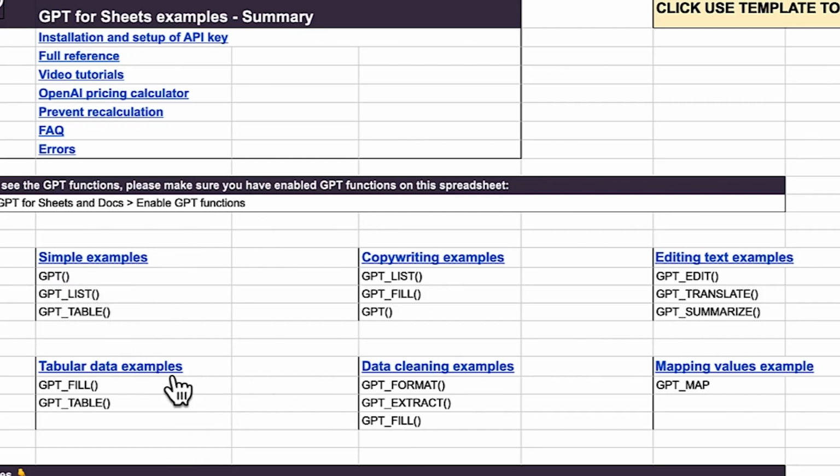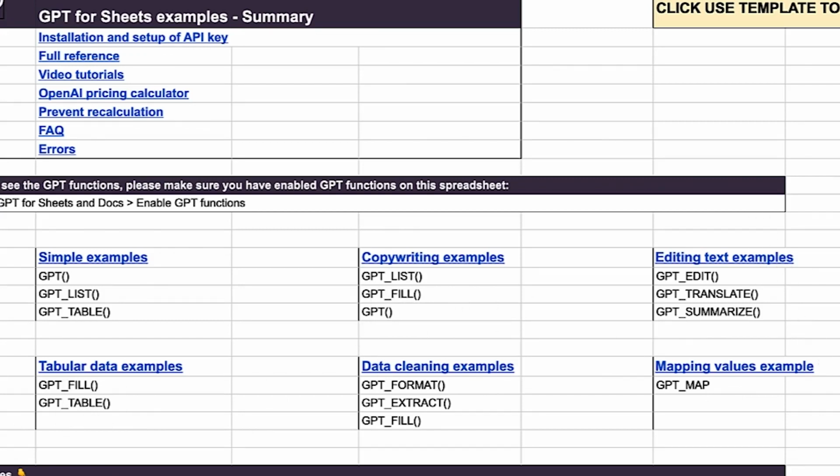I'll show you how to use all this in a bit. You can see a tabular data example. This is GPT field, and then you put the tabulated one. It's a GPT table, where you want to generate a table. For copywriting examples, you can see GPT list, field, and so on. So these are some of the popular commands that you can use.